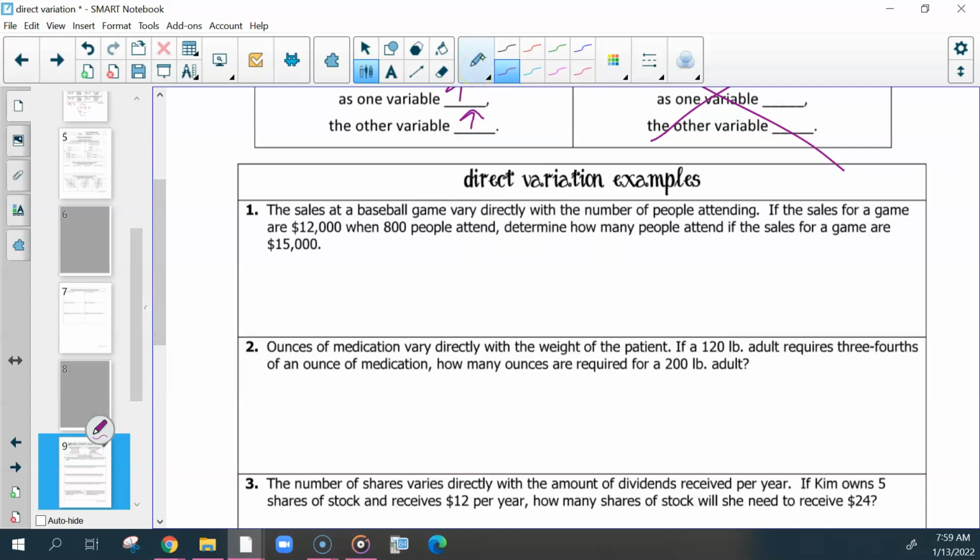The sales at a baseball game vary directly with the number of people attending. If the sales for a game are 12,000 when 800 people attend, determine how many people attend if the sales for a game are 15,000.